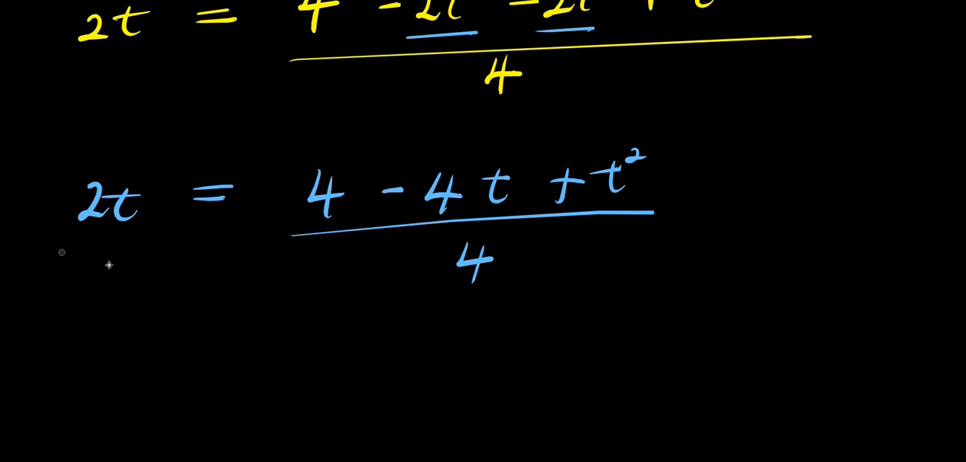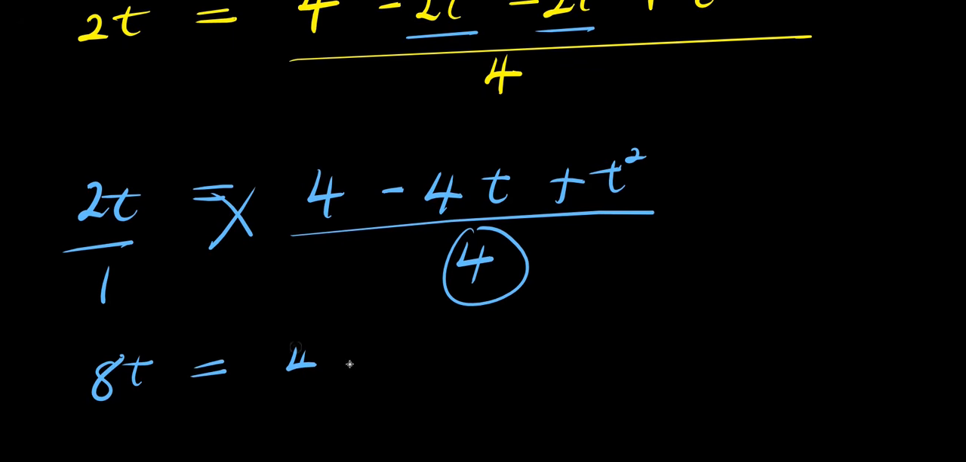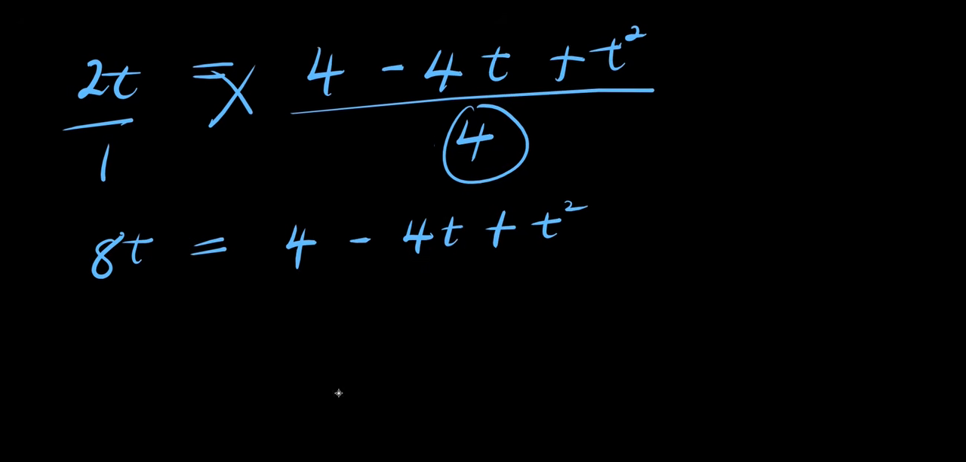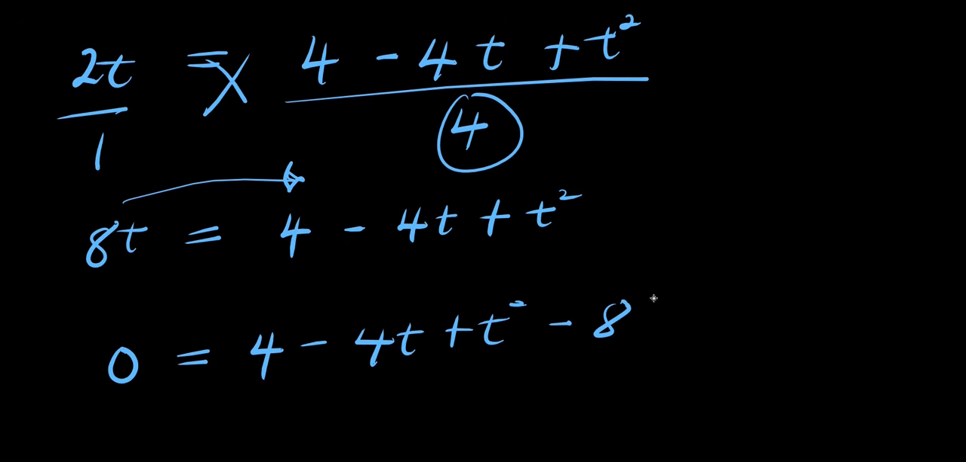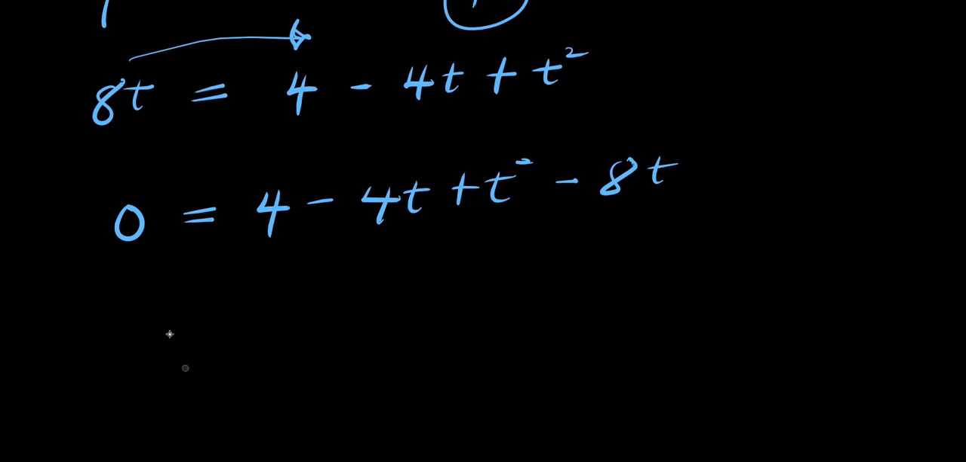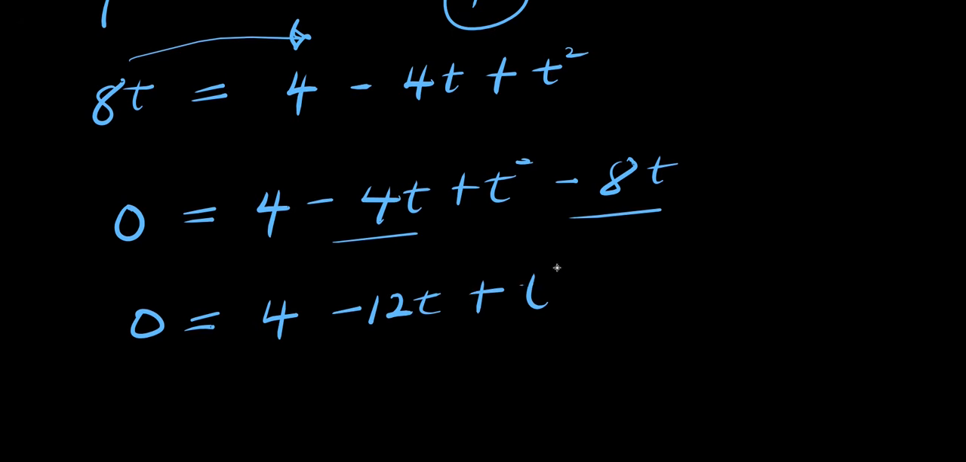So at this point, I can cross multiply. 4 will multiply to t. That is 8t equals 4 minus 4t plus t power 2. I can decide to move this over here. I have 0 equals 4 minus 4t plus t power 2. This becomes minus 8t. So from here, I can have 0 equals 4 minus 4t minus 8t, minus 12t plus t power 2.